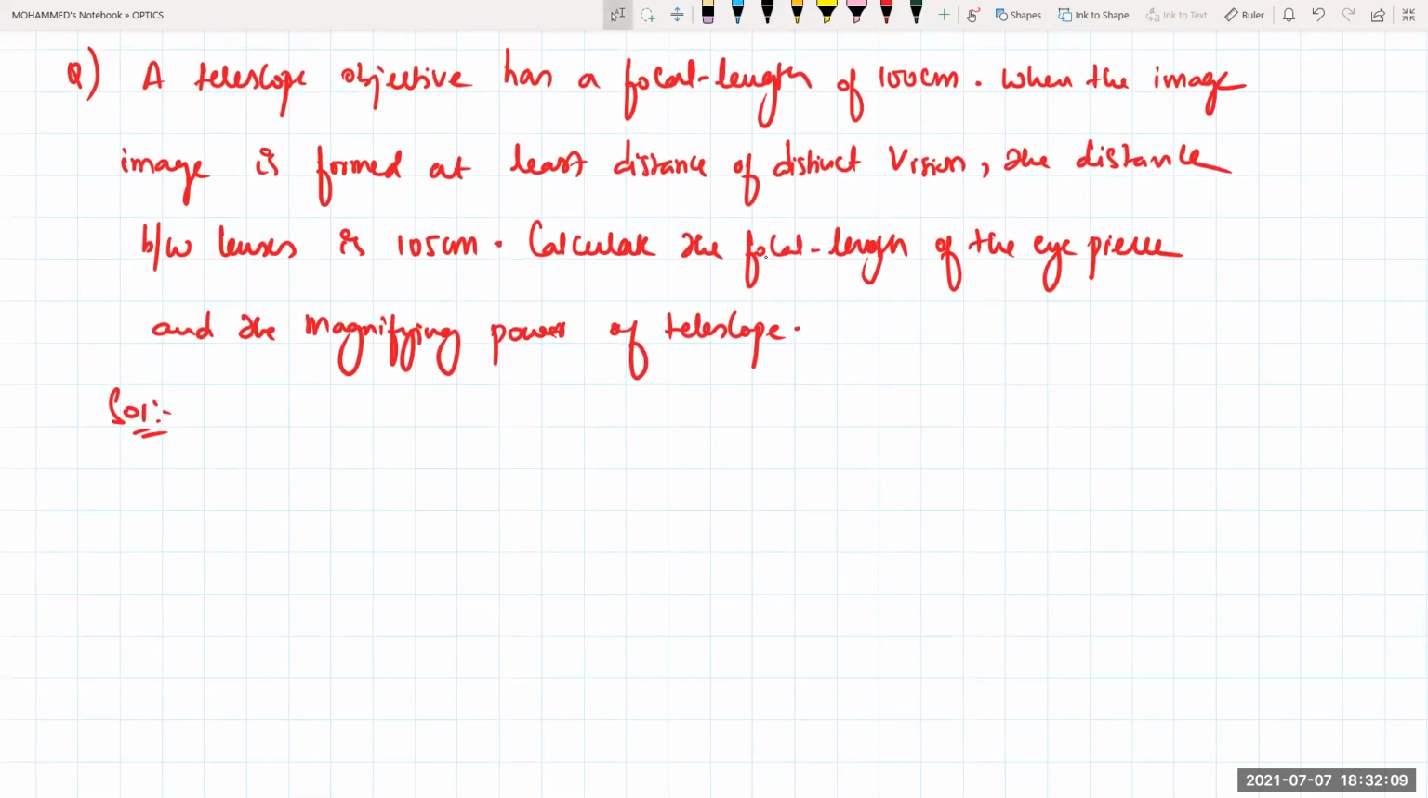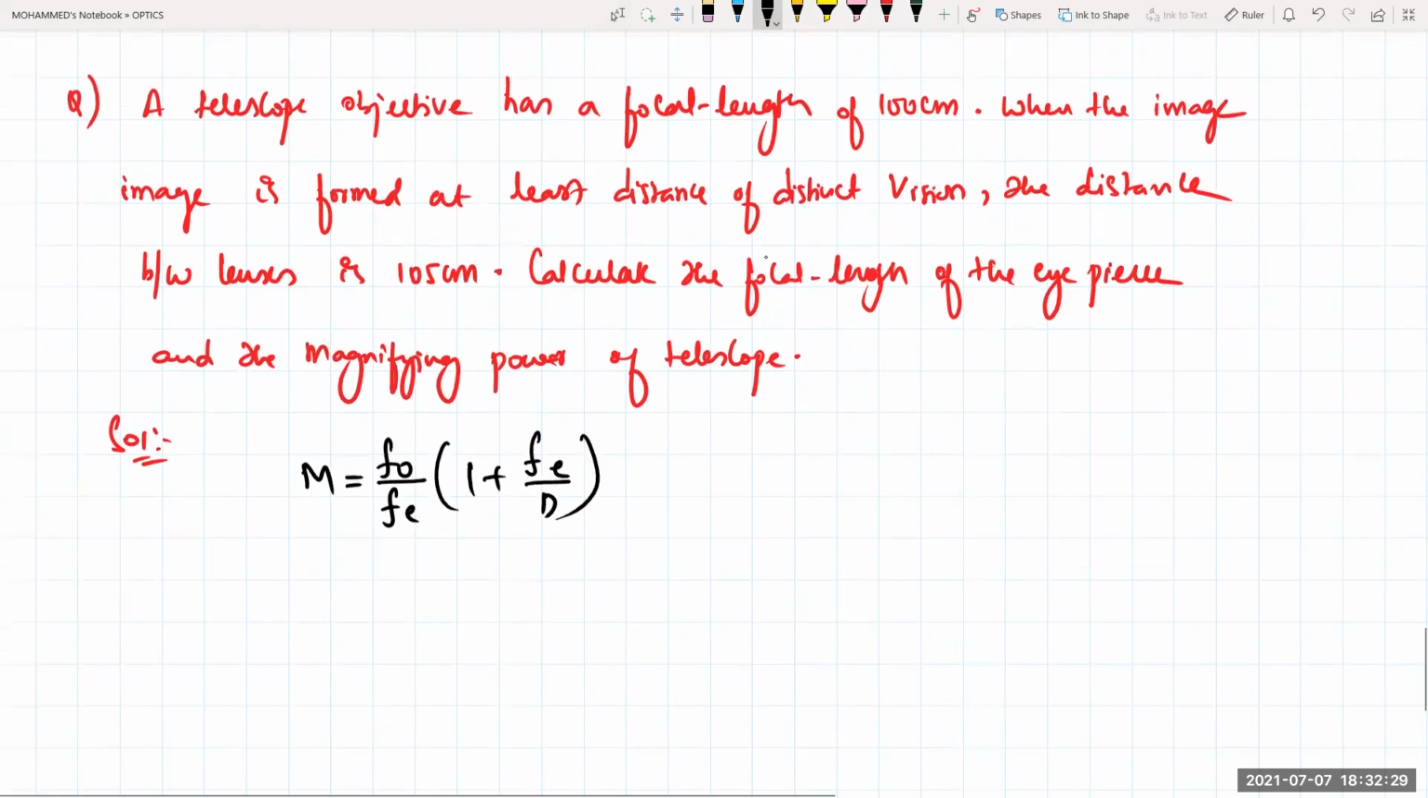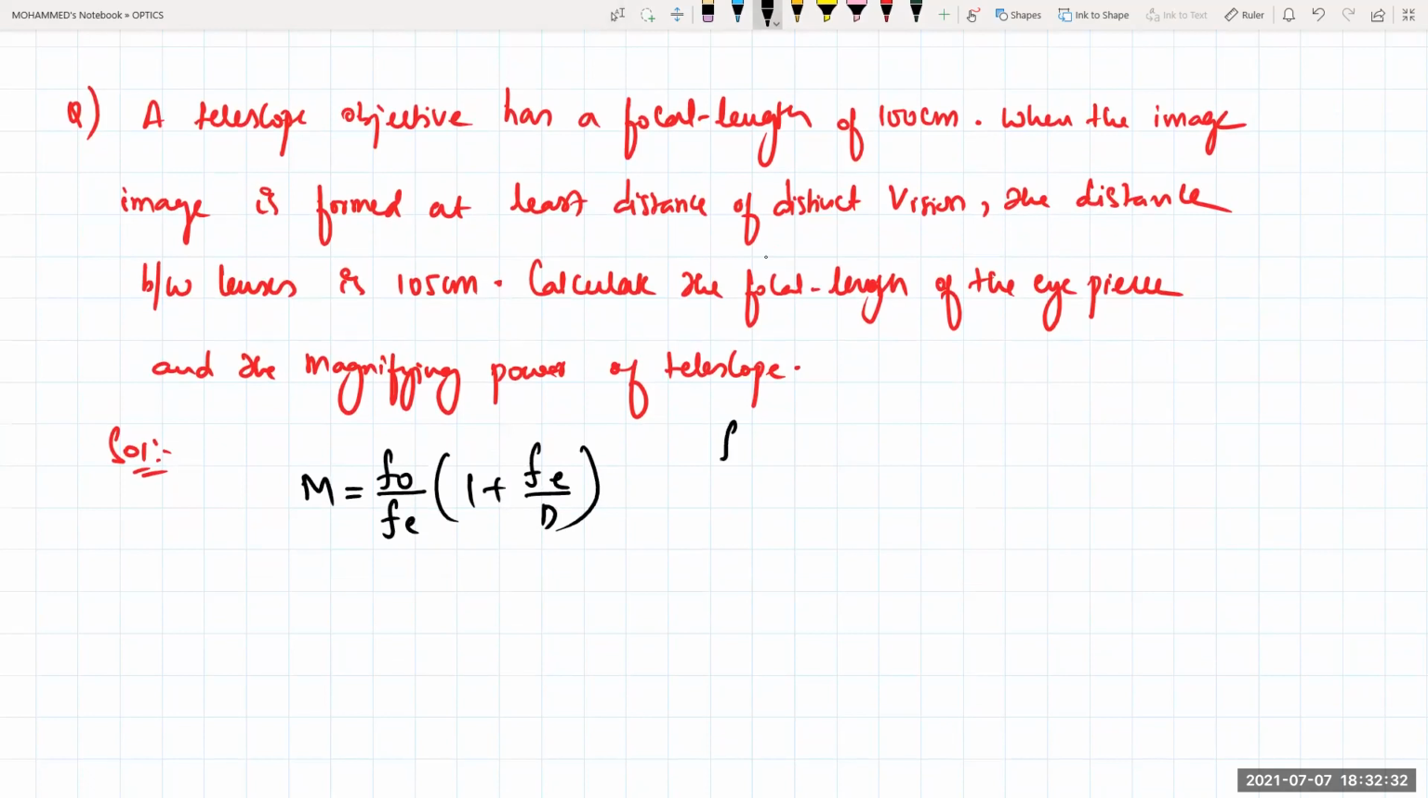Same as the previous one. Since the image is at the least distance of distinct vision, that means maximum magnification. The magnification formula is m equals f naught by fe into 1 plus fe by D. Now, what is the given data? The focal length of the objective, f naught, is 100 centimeters. The image is formed at the least distance of distinct vision, so v equals 25 centimeters, and D equals 25 centimeters.